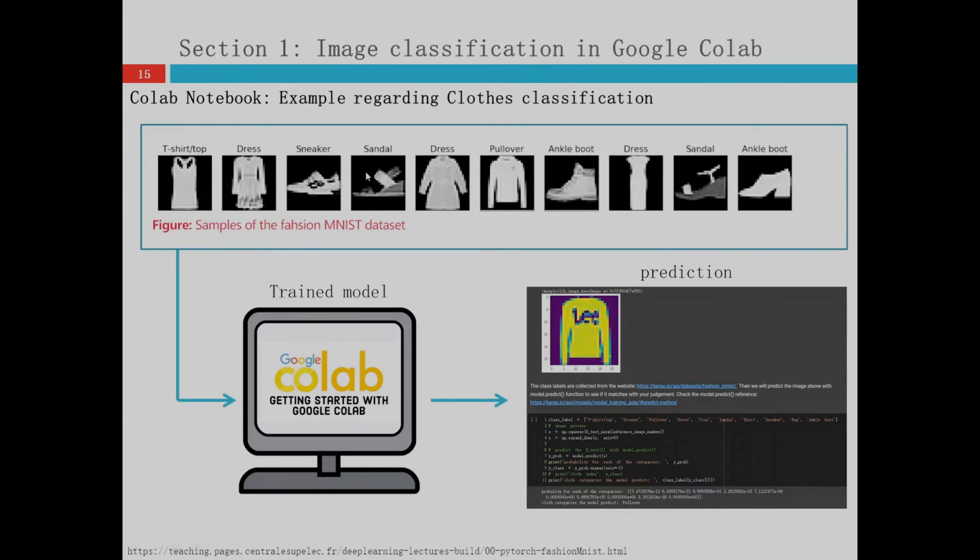In this example notebook, we will use a dataset called Fashion MNIST, which contains 10 different classes of clothes, and our goal is to classify them using a CNN model. The way we do it is we split the dataset into train and test datasets. We use the train dataset to train the model, and then test the performance and make predictions using the test dataset. This is a screenshot from our Colab notebook, and we run this code to make predictions.